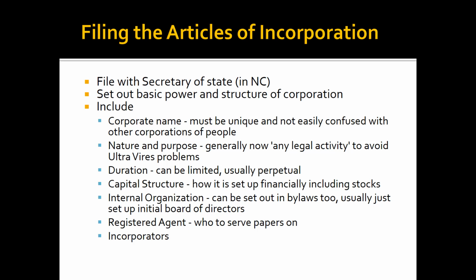Now, your book talks about ultra vires a bit, and it's really kind of silly. But basically, in your articles of incorporation, every one I've ever drafted and set up, I said, for any and all legal activity. And that really avoids the whole ultra vires problem, which says, well, you incorporated to run a railroad, and now you're trying to run an airline. That's silly. Duration, almost always, it's perpetual.